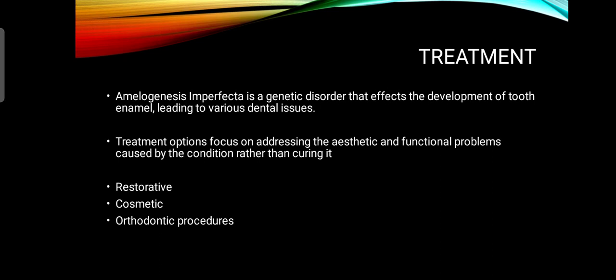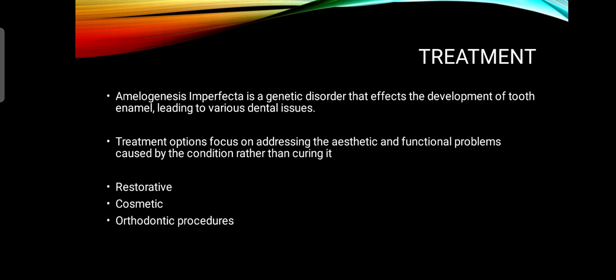Now, the treatment. Amelogenesis imperfecta is a genetic disorder that affects the development of tooth enamel, leading to various dental issues. Treatment options basically focus on addressing the aesthetic and functional problems caused by the condition rather than curing it. So it cannot be cured as it's a genetic disorder. So the treatment options can be restorative, cosmetic, and orthodontic procedures.